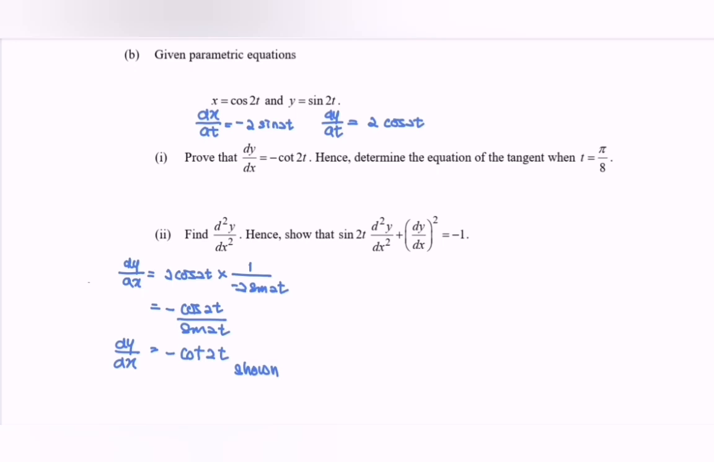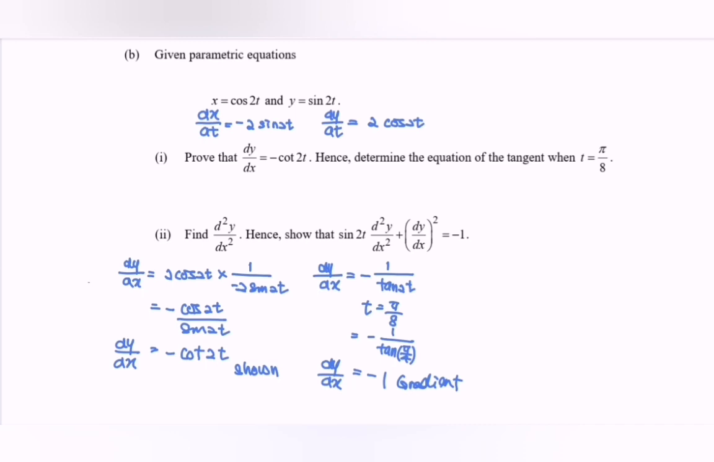Hence, determine the equation of the tangent when t equals pi over 8. So kindly substitute the situation. We have the dy/dx equals negative 1 over tangent 2t. So t equals pi over 8. So in here we have negative 1 over tangent bracket pi over 4. So the pi over 4 is 45 degrees. So tangent 45 is 1. So the dy/dx will be equal to negative 1. That is the gradient.